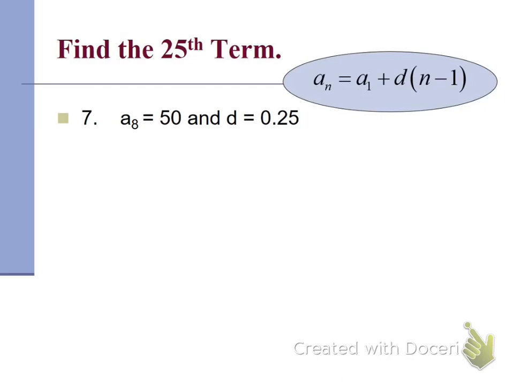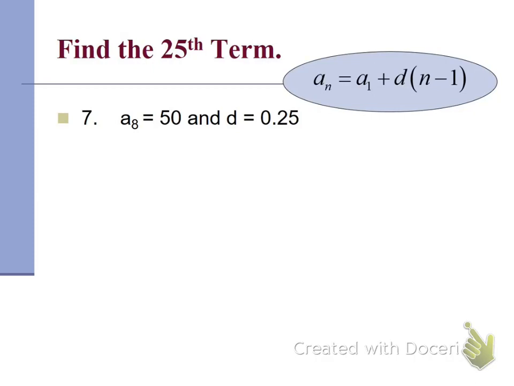Now, it's been easy because I've given you the first term for every one of them. What if I tell you this? Find the 25th term of the sequence where I tell you the 8th term is 50. The difference is 0.25. Find the 25th term. So, I didn't give you the first term. You'd have to go back and find the first term.